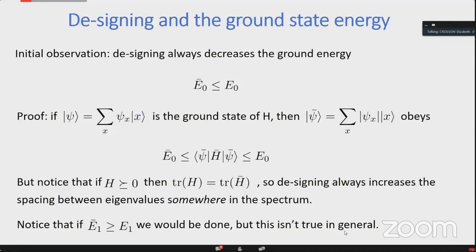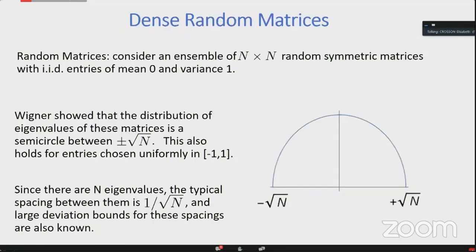But this just isn't true in general. In fact, what tends to happen is that the designed first excited state also goes down a bit, but not as much as the ground state. And that's the reason you get a bigger gap. Okay, so what can we prove?